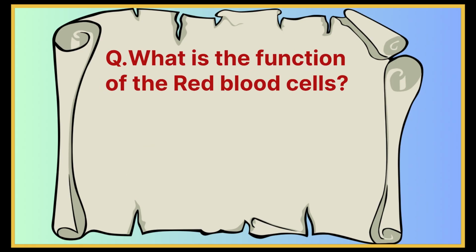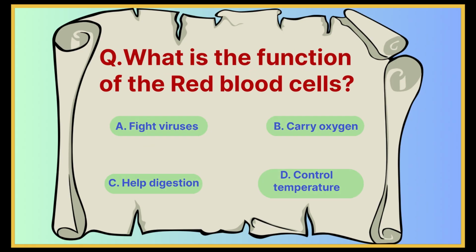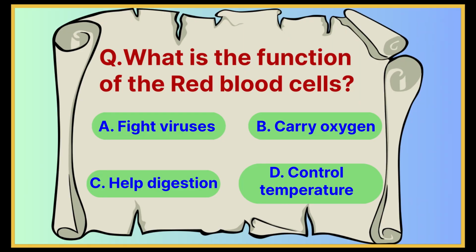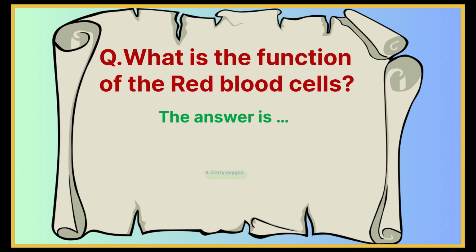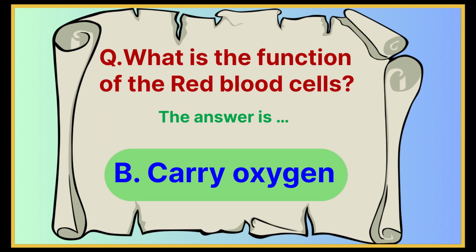So the next question. What is the function of the red blood cells? So the options are option A, fight viruses, option B, carry oxygen, option C, help digestion, option D, control temperature. So the correct answer is option B, carry oxygen.